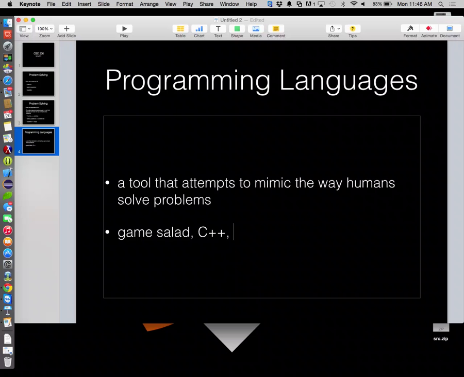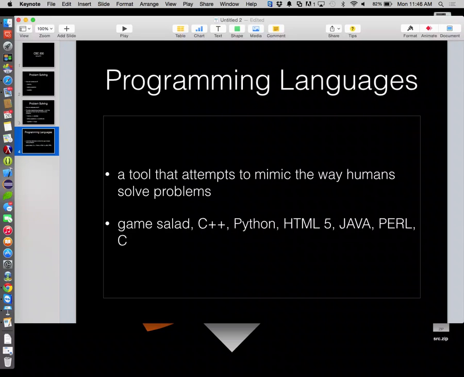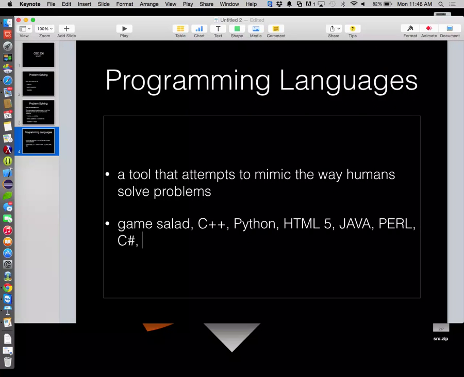What other programming languages have you heard of? Python? HTML5. Very specific, okay? My favorite, Java. Java? All right, what else? Perl. Ooh. You a programmer? No. You just heard of Perl? It's a very old school language. Yeah. People don't write in Perl anymore. Perl's back from the early days of the internet. What else? C-sharp. Any other ones that pop in there?